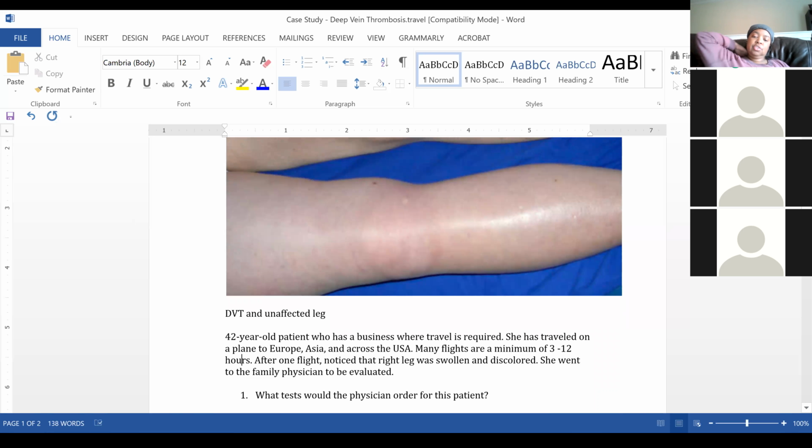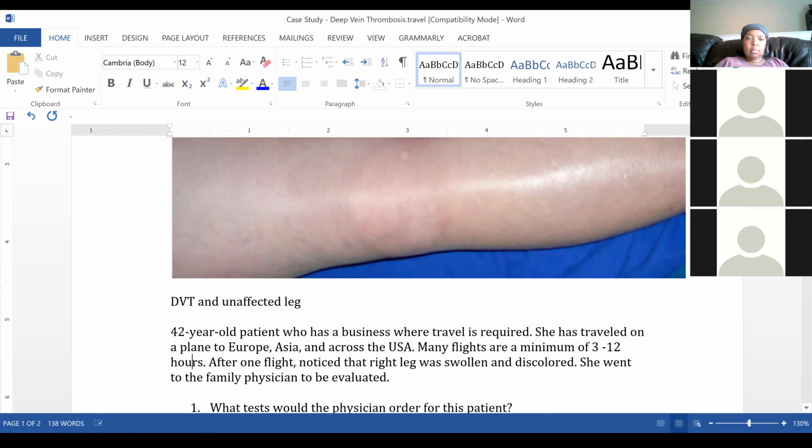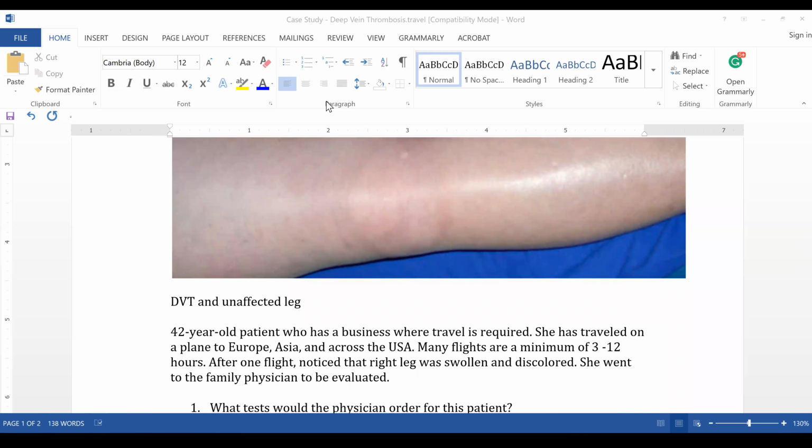What tests would the physicians order for this patient? Let me just make that bigger. Can you guys see that? So what test would the doctor order? Okay, a venous ultrasound, X-ray, Doppler study, CT. Good, Kagan and Jessica and Tiris. Sonogram, we got that. Okay.